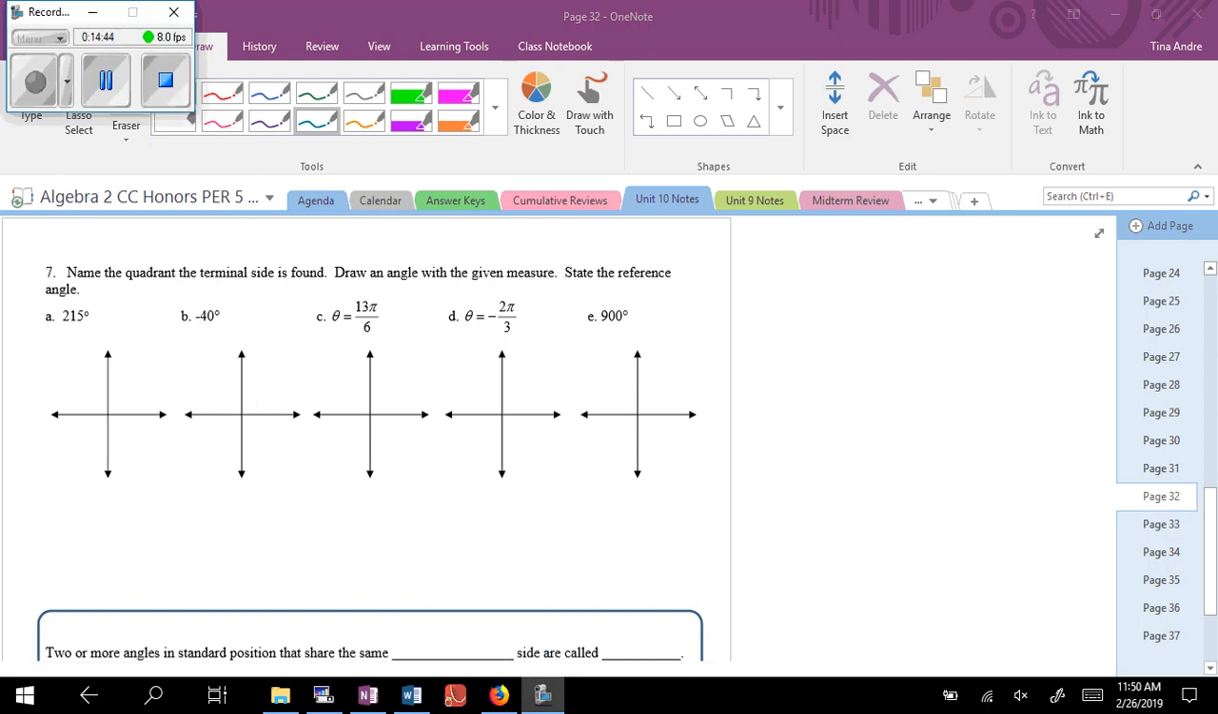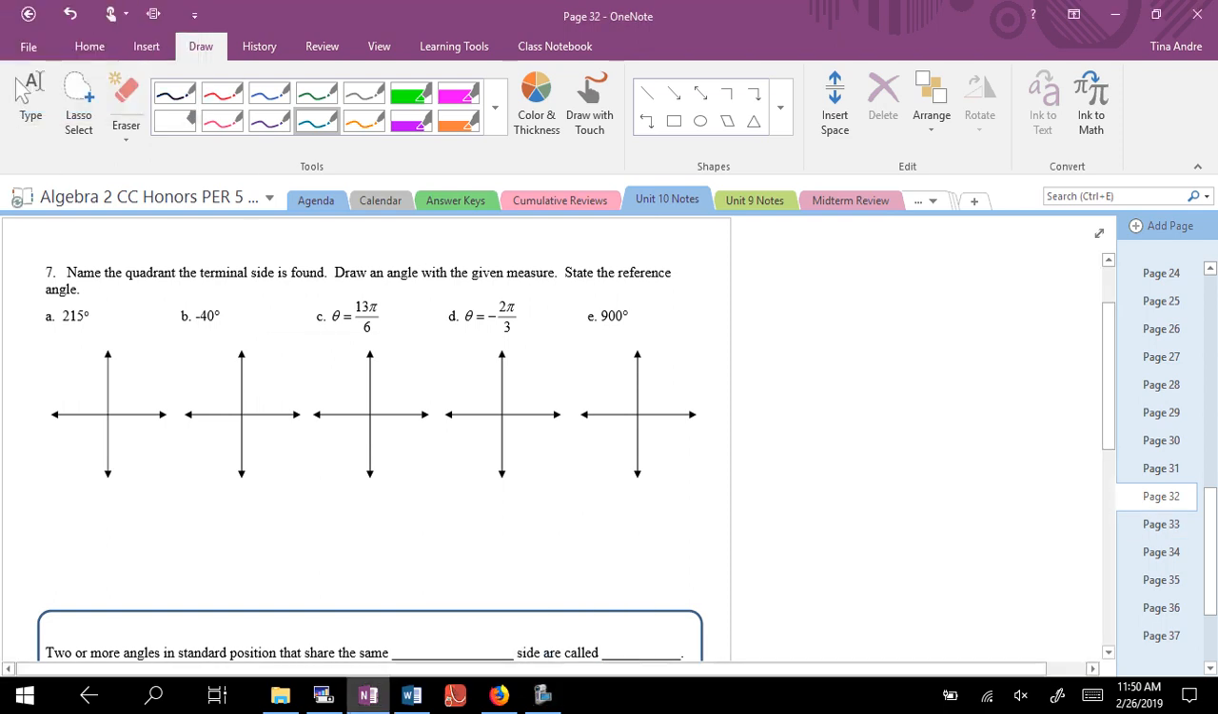And we're going to do some more practice with this. Feel free to pause the video and just try these and then just fast forward to the answers. Unless you feel like you need more practice, well then just listen to the video. Otherwise, go ahead and try them on your own. So for this one, the only difference of what we're going to do is we're going to also name the quadrant that the terminal side is found. And then we're going to draw our angle, state the reference angle, same thing.